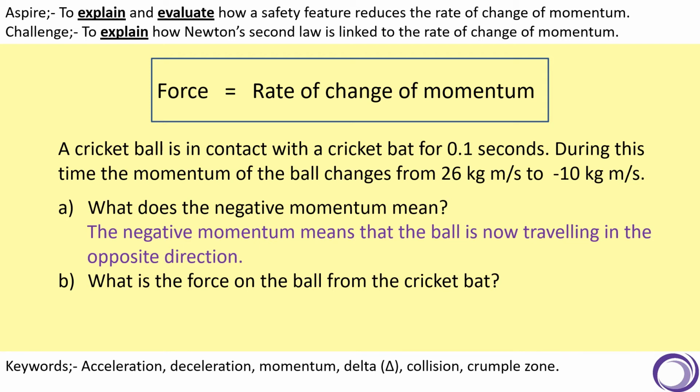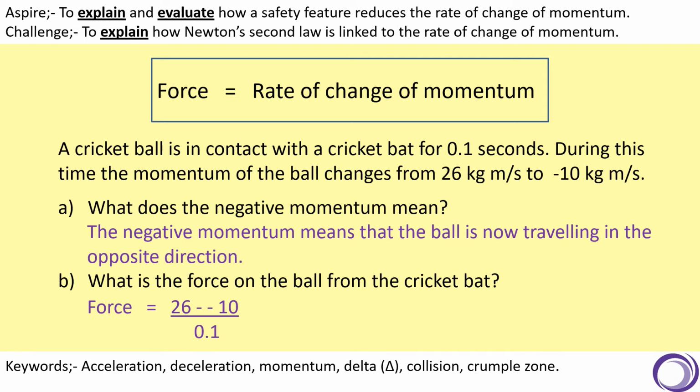For the force on the ball from the cricket bat, we use that equation. So we need to find the change in the momentum and divide that by the time. We know the momentum is going from 26 kilogram metres per second to minus 10. So that is a change of, be careful, 36. 26 minus 10 is going to give us 36. And that's divided by the time that the cricket ball is in contact with the bat, because that's the time that the force is acting for, 0.1.